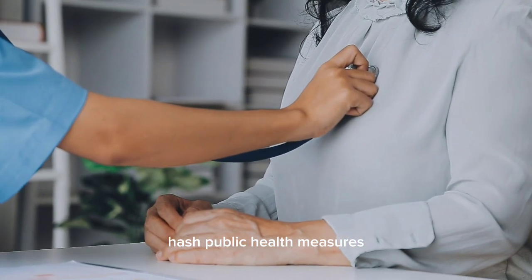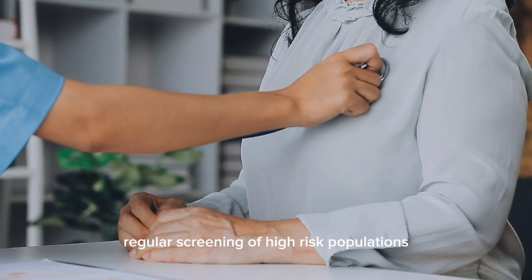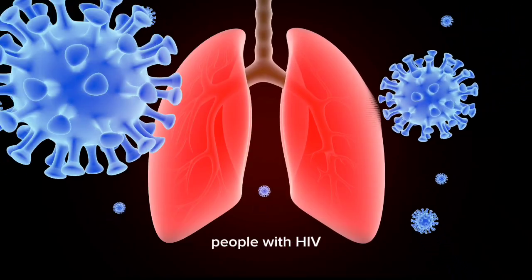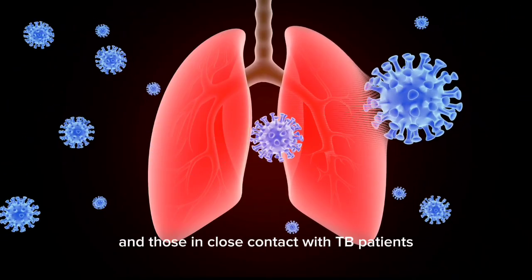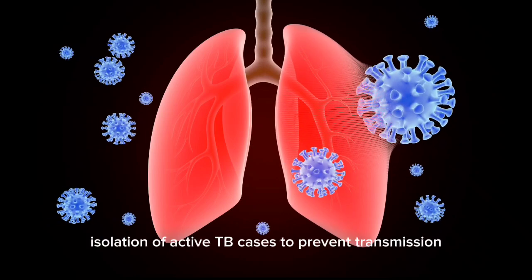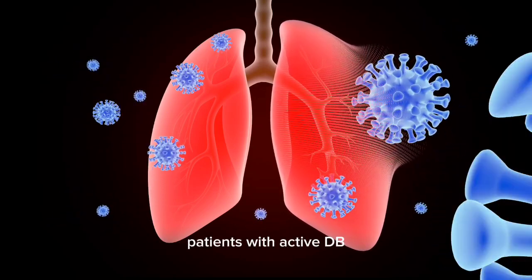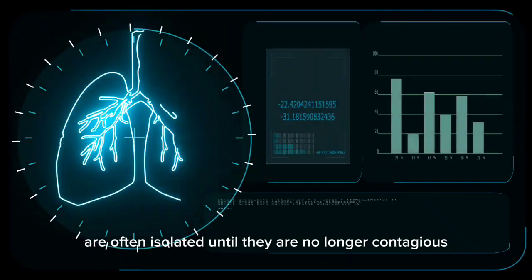Public health measures. Screening and testing. Regular screening of high-risk populations, including healthcare workers, people with HIV, and those in close contact with TB patients. Isolation of active TB cases. To prevent transmission, patients with active TB are often isolated until they are no longer contagious.